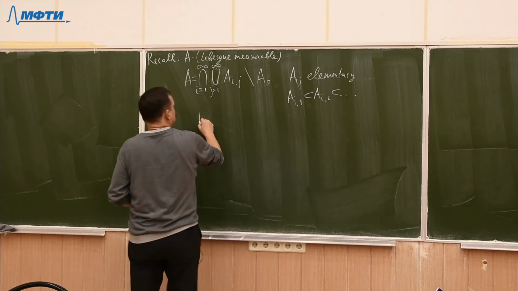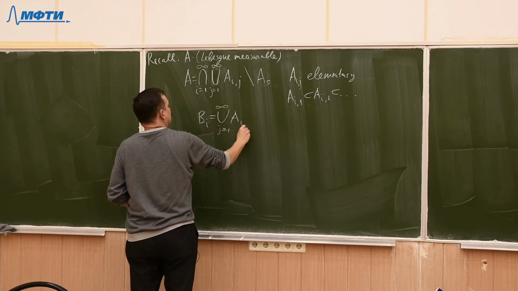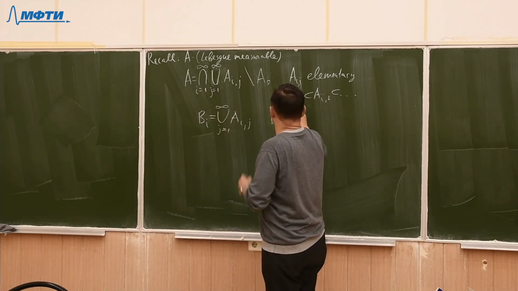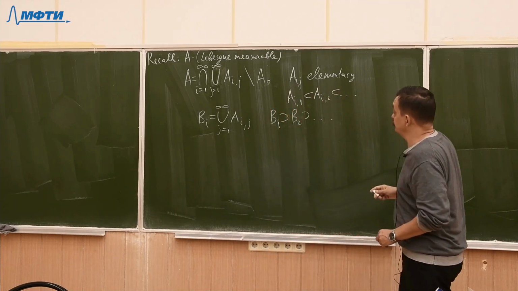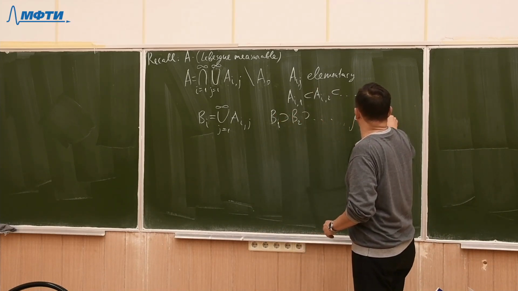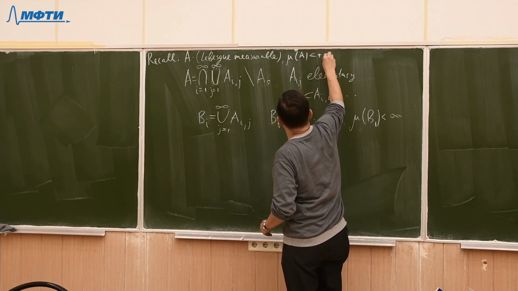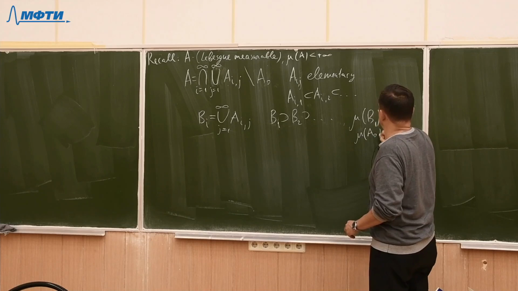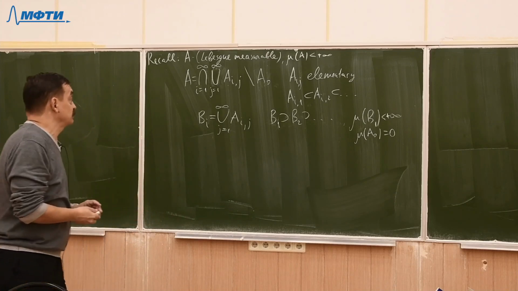And if we denote B_i as the union of the A_ij, then B1 includes B2 and so on. That is what we have proved. Also measure of B1 is finite, and here we supposed measure of A is finite, and measure of A_0 is 0. That is the structure of Lebesgue measurable sets.